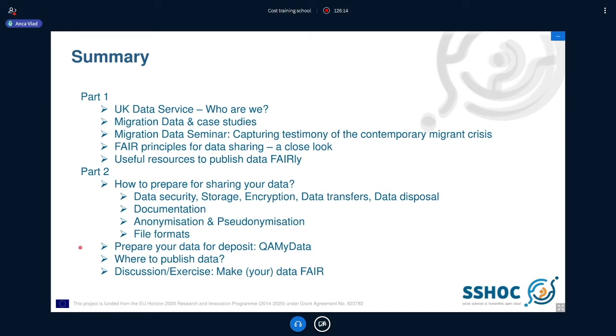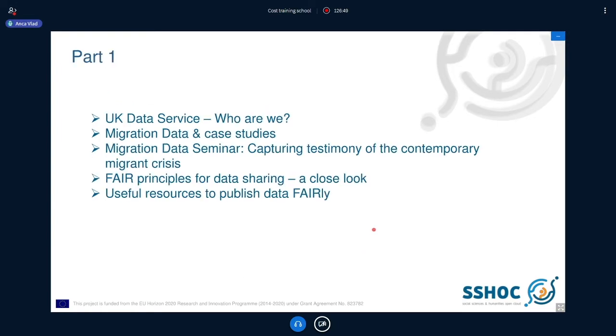And then we have the demo here, and QA My Data is the software that I mentioned earlier. Also we'll look a little at where to publish data, and we also have a discussion at the end, and then a quick exercise if we have time for it, and any questions again. So we can do questions after part one, then after part two, then we'll have the demo, and then we'll just have questions after that and a discussion. Okay, starting with part one, this information was already in the slides above, so I won't go through it again. So we'll go straight through.